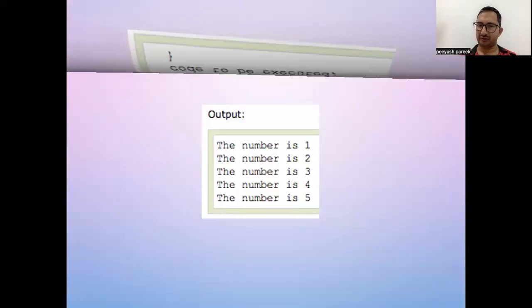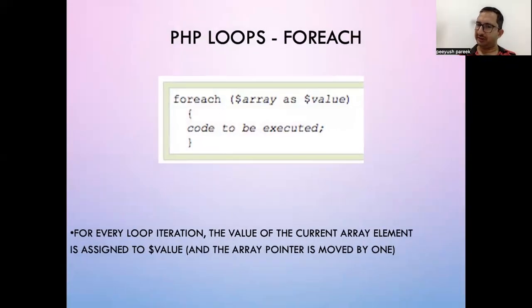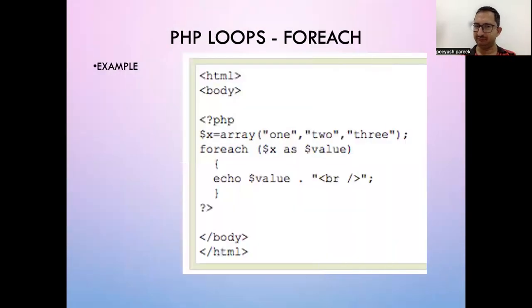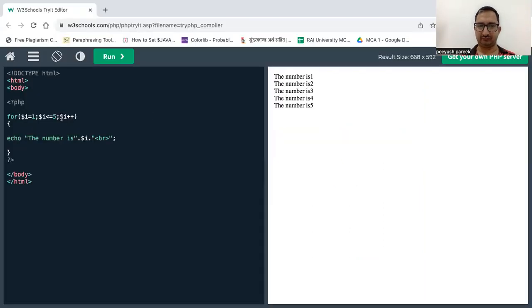Now the last loop, the foreach loop. It is used for arrays to be iterated. It means the array value will be assigned to a variable and the pointer will move from one element to another. See this example. Here we have created an array, $array with 1, 2, 3. foreach $x as a value, and we will print out the value. See, we will do this. First, we will create an array. How have we created the array? See this.